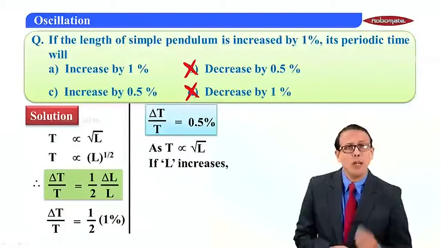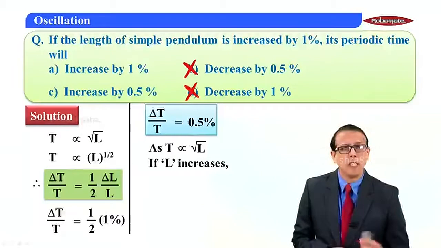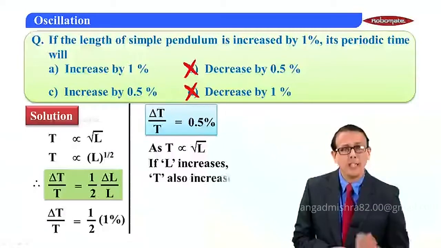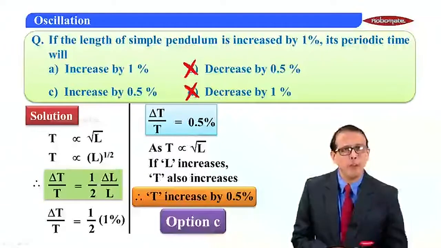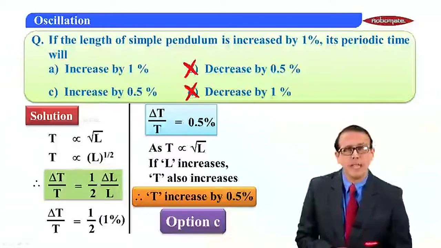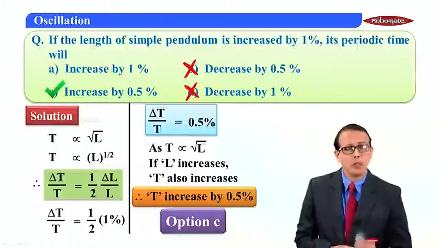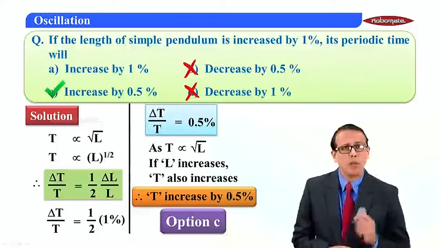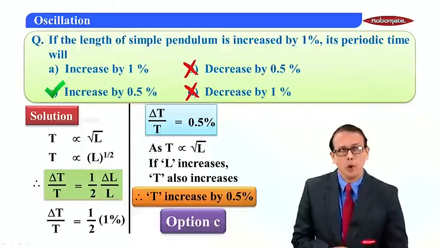Now, as I told, T is proportional to root L. If L increases, obviously time period also increases. Therefore, the correct answer is time period increases by 0.5%. That is nothing but option C. So students, in this MCQ, we saw a very important shortcut to solve the question, but we should use it only when the percentage change is small.